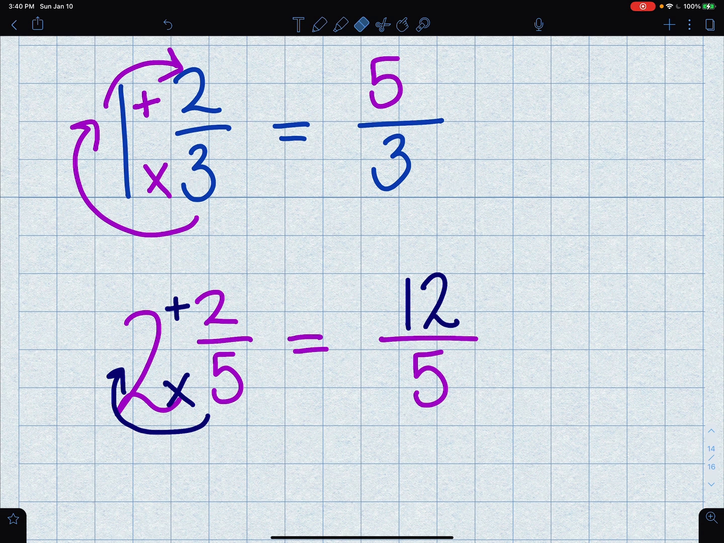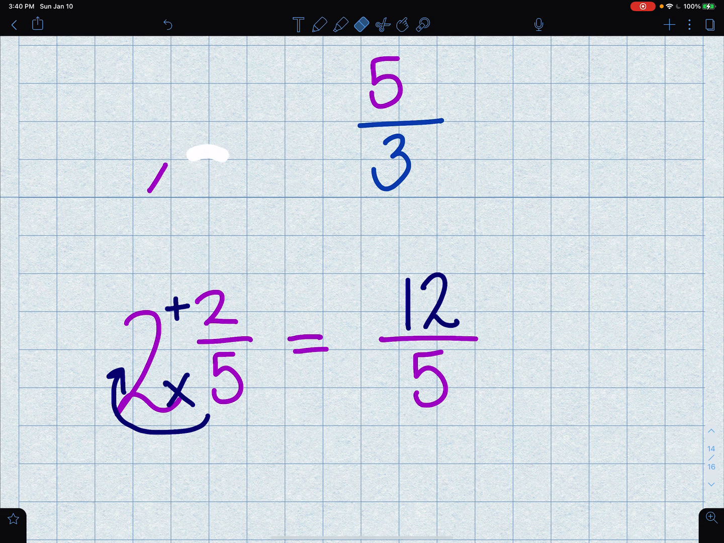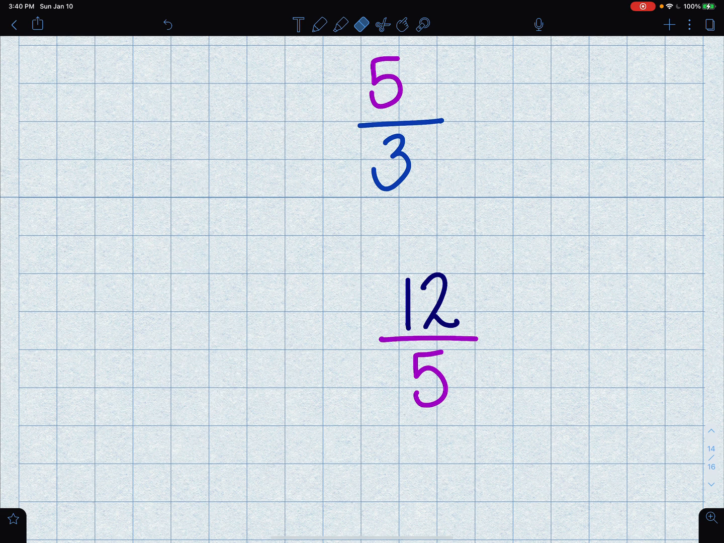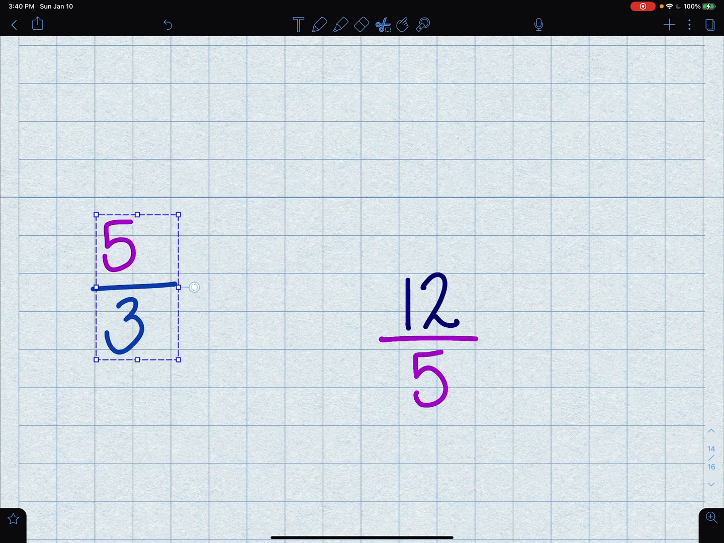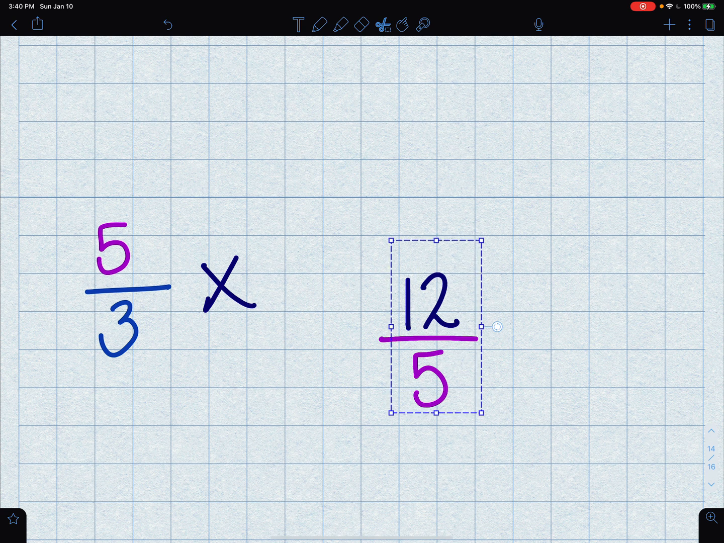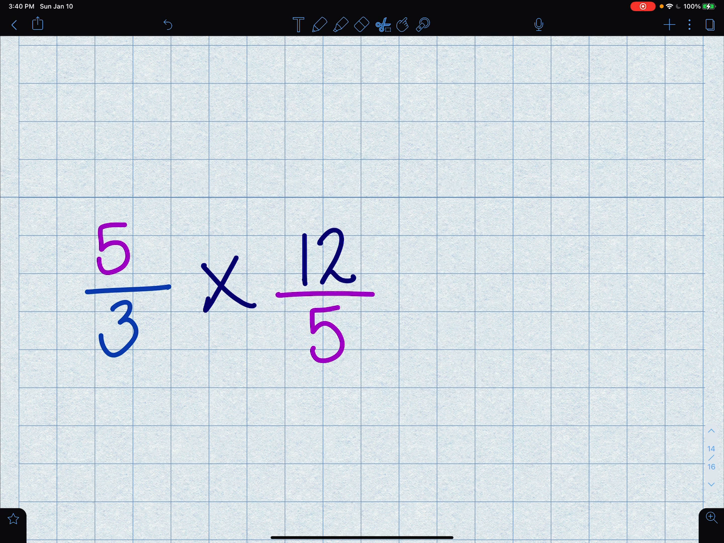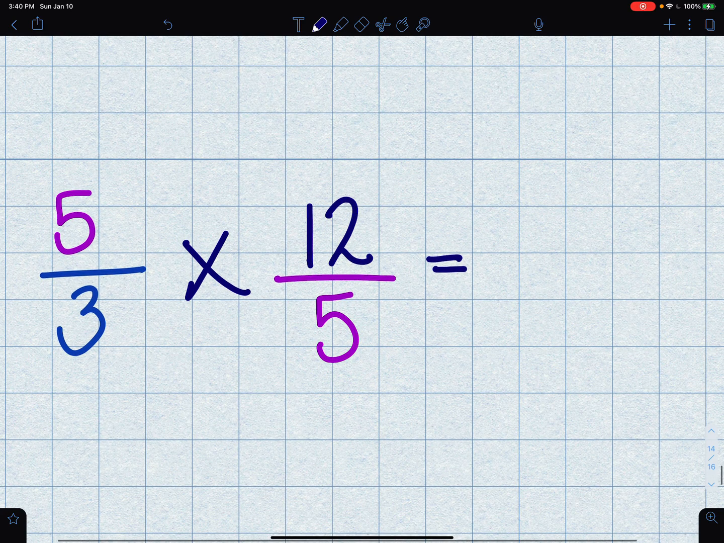Now they want us to multiply those together. So I'm going to make some space, okay? And I'm going to take this and I'm going to do times this. And what do we do when we multiply fractions? We just multiply them straight across. You don't have to get a common denominator when you're multiplying. I love multiplying fractions. It's easy peasy, man.